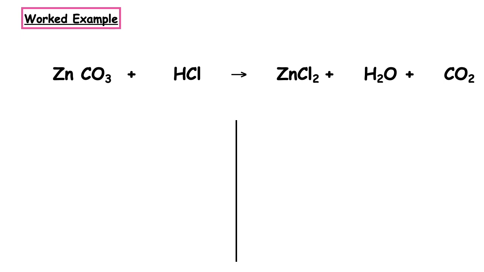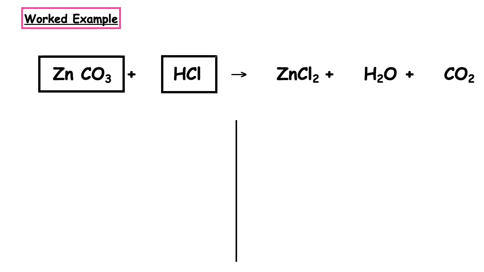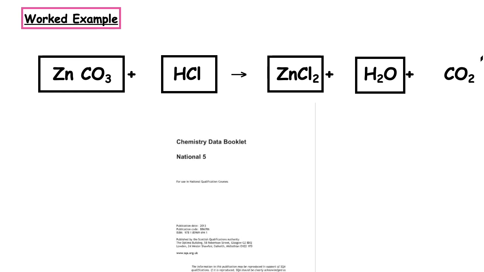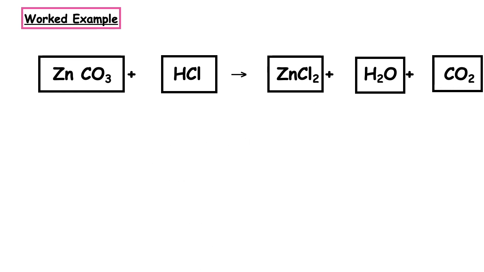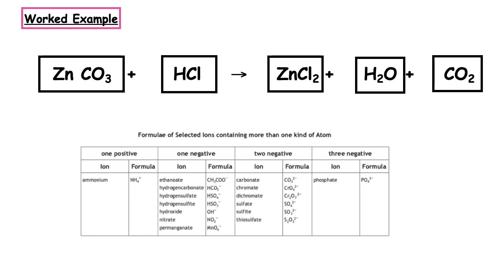This is the last worked example that I'm going to work through with you. And in this reaction, we have zinc carbonate reacting with hydrochloric acid to produce zinc chloride, water, and carbon dioxide. We're going to have to use page 8 because we've got a group ion on the left hand side of the equation, which is our carbonate. So we put a bracket around the CO3.